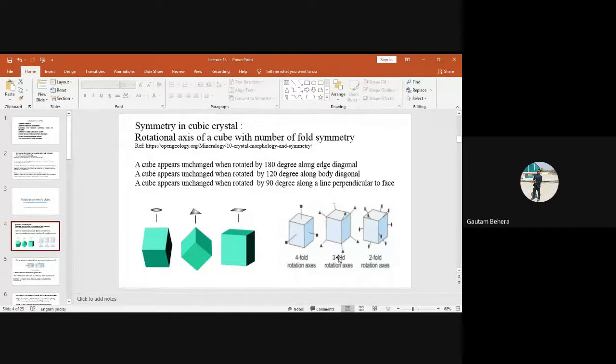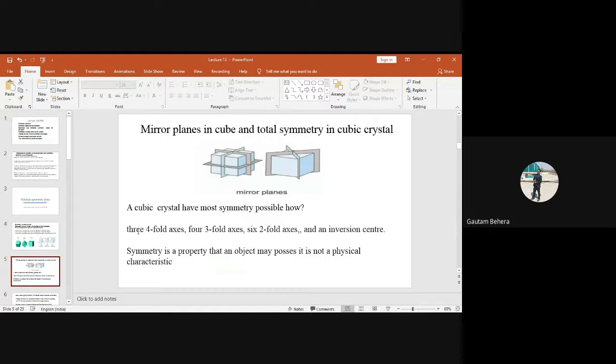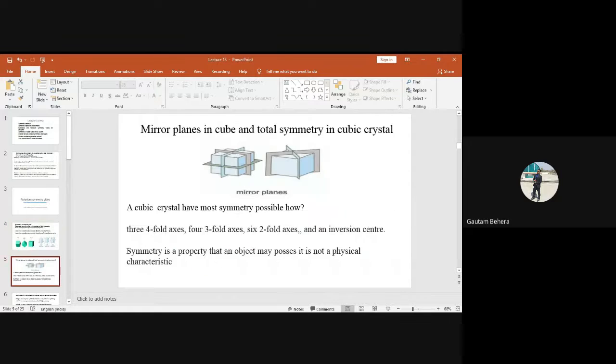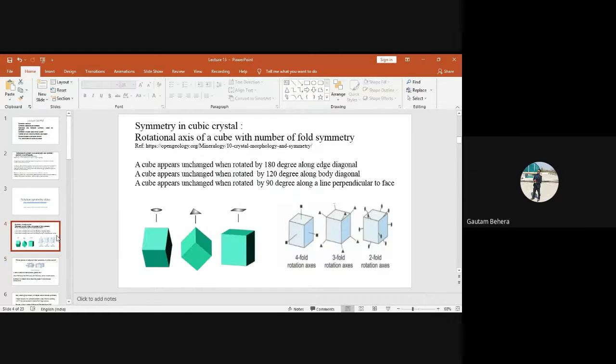Can anybody figure it out? How will it be? The first one is written as 3 four-fold axes. So where is it? The 4-fold axis is present over here. If you choose an axis passing through the center of the face, you have a 4-fold axis. And it is written 3 four-fold. How will it be 3 four-fold? Can anybody guess? Just have a look.